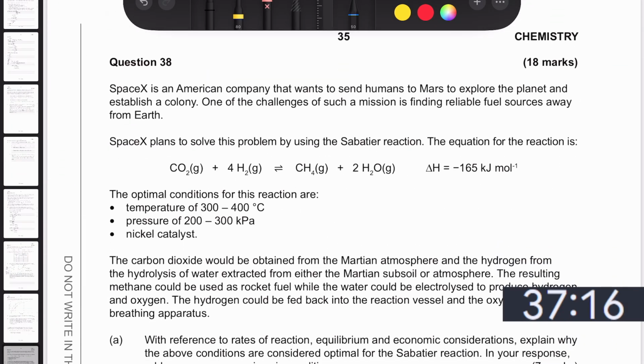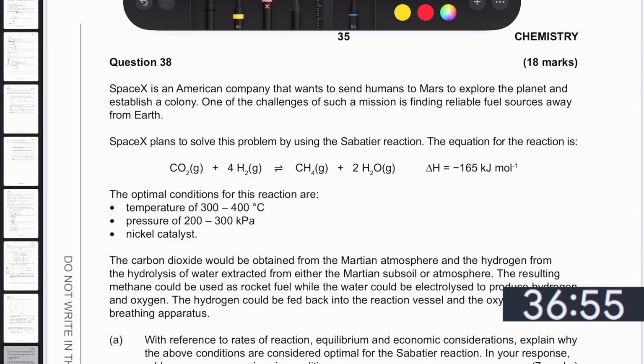American company announced to send human to Mars to explore the planet and establish a colony. One of the challenges of such a mission is to find reliable fuel sources away from Earth. So SpaceX plans to solve this by using the Sabatier reaction equation. For the reaction, the optimal conditions are that pressure is there and a nickel catalyst.